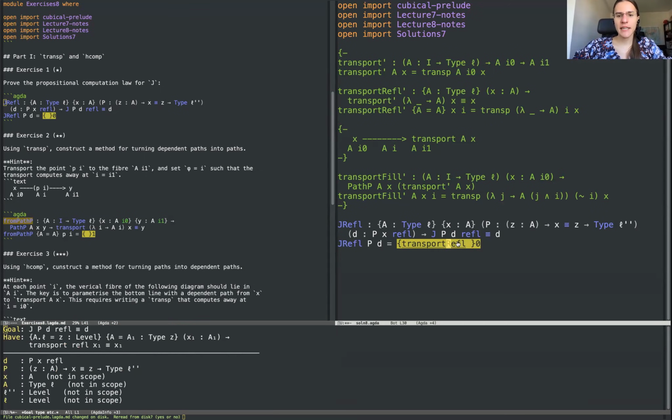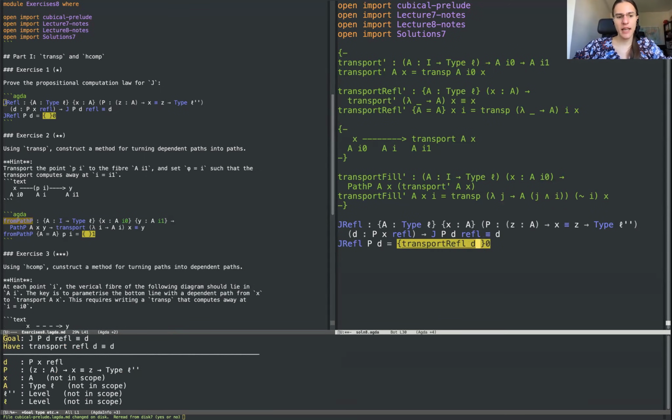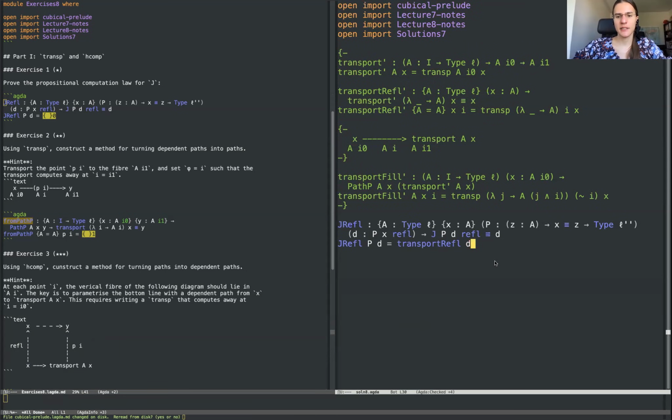And then all that I need to give is some term d. And that proves that the constant transport of d is d. And that handles this, because that's all that the propositional computation law for J reduces to. Any questions?